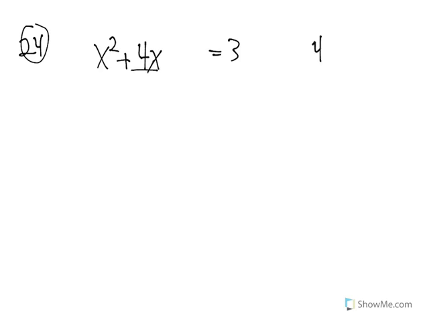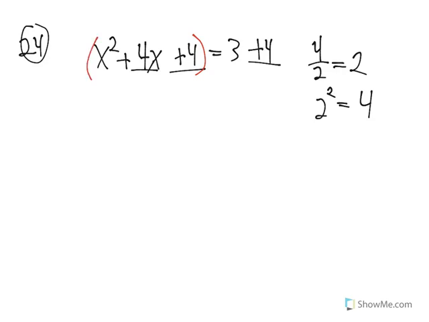You take the middle number, cut it in half. 4 divided by 2 is 2. Take that number and square it, which is 4. And that's what you're going to add to both sides. Add 4. Now the whole point is that the left side should look like a perfect square when you try to factor it. And it is. It's x plus 2 times x plus 2. Or in other words, x plus 2 squared equals 3 plus 4, which is 7.